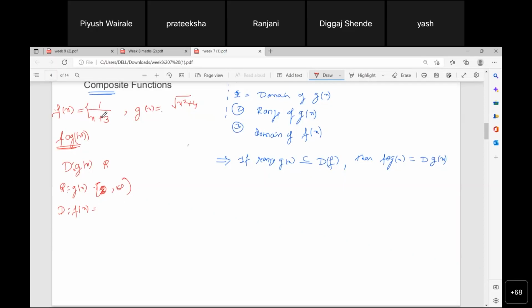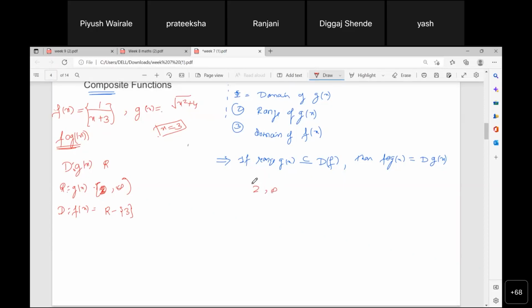Everything except for minus 3. So this function is not defined at x equals 3, right? So the domain of f of x will be R minus 3. Now check this condition: whether the range of g of x is a subset of the domain of f. Is this satisfying? The range of g of x is 2 to infinity.